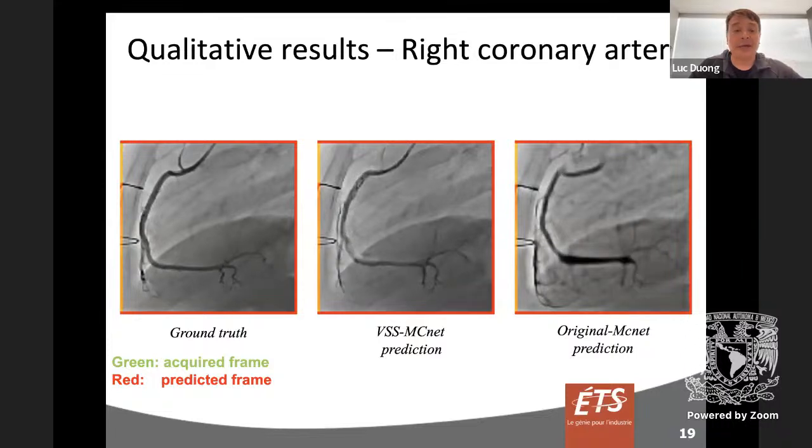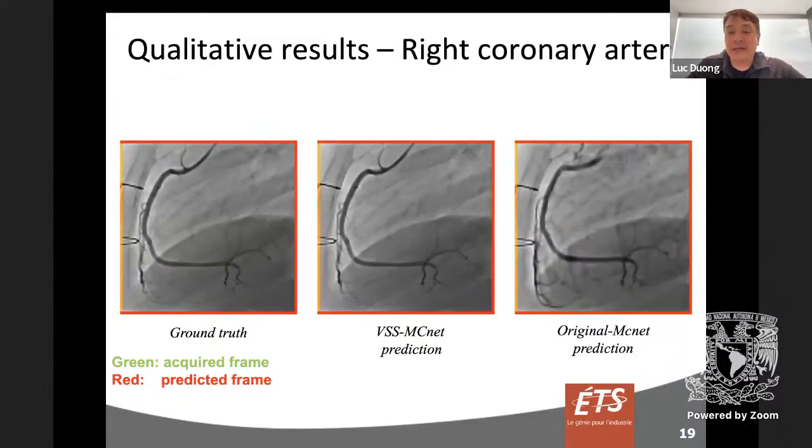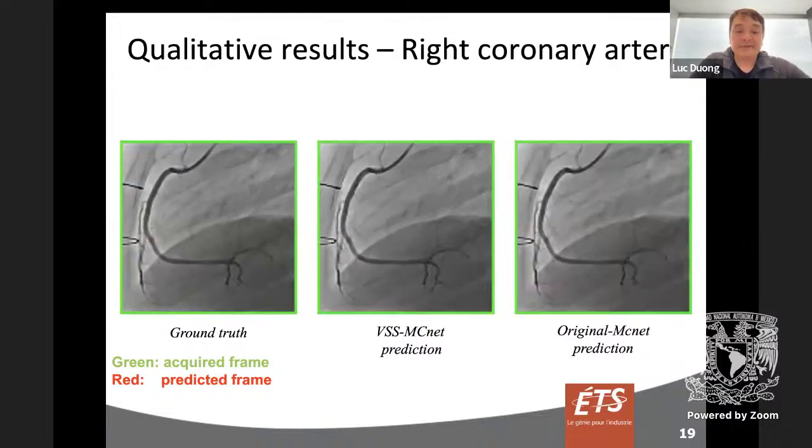So here you see some examples using a right coronary artery. You have the ground truth on the left, and you have the original MCNet on the far right. You can see that the MCNet prediction is not that good: as we move on in the number of frames, we see that the images degrade a lot. However, if we keep the vesselness term, it preserves as much as possible the coronary artery structure, which is what we were looking for.